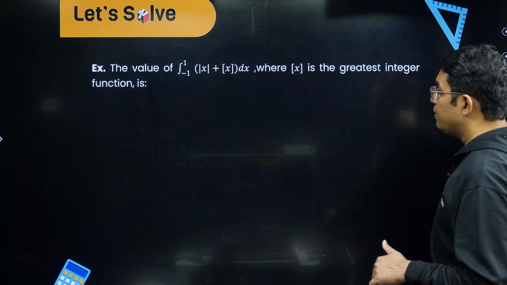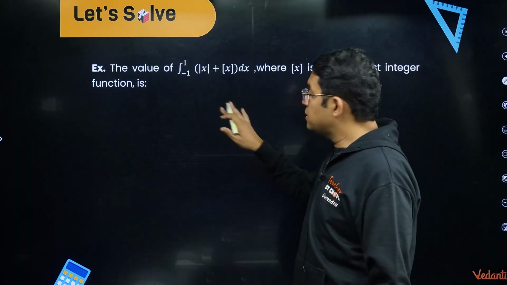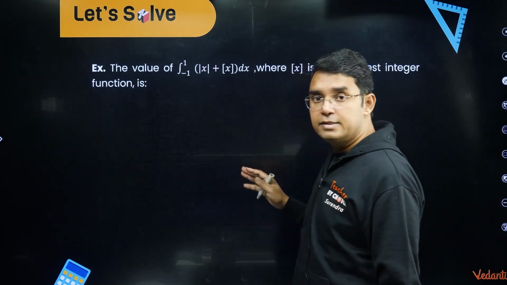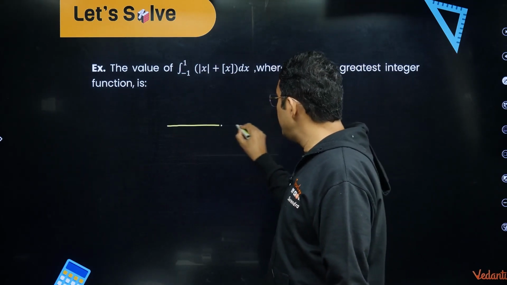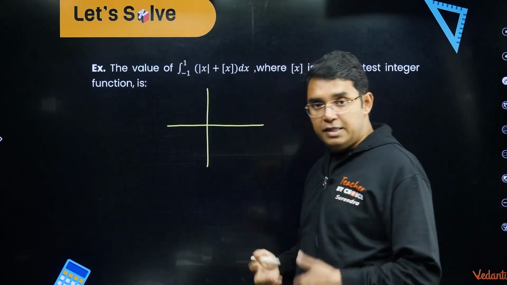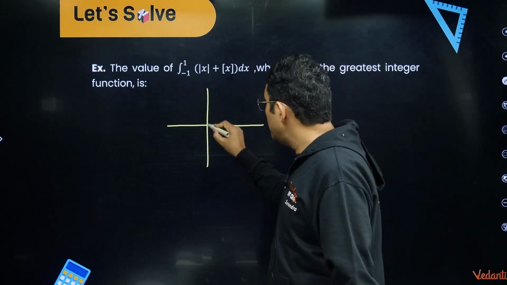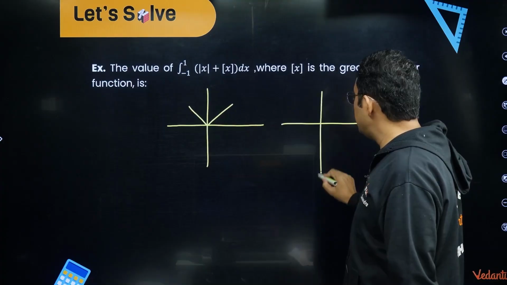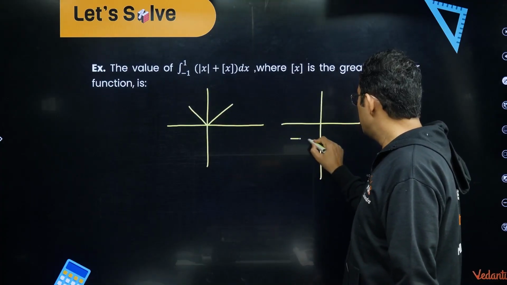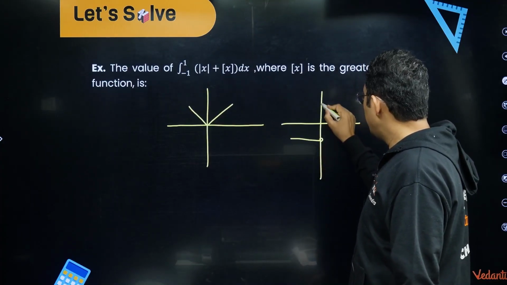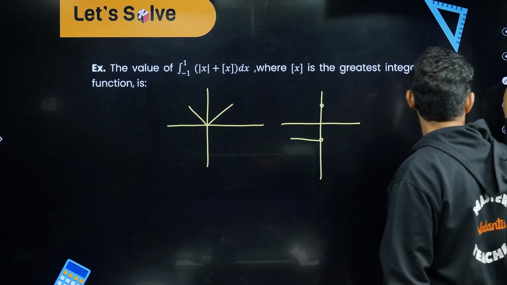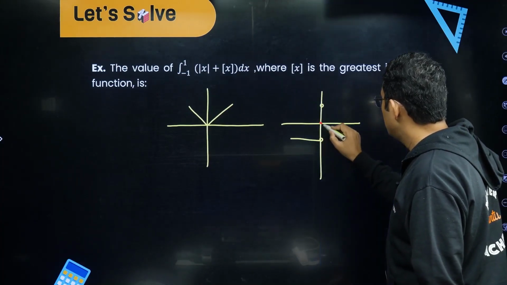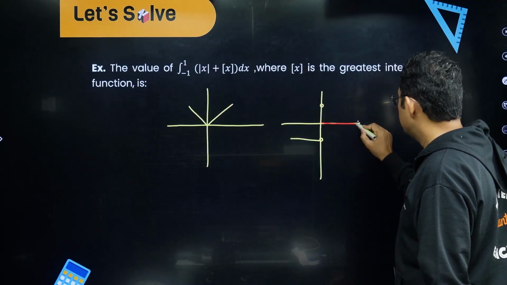I can tell you one more method in which we just make the graph of mod x and greatest integer. I think we know these graphs, these are very basic graphs, we know them already. So the mod x graph will be like this, and the greatest integer from minus 1 to 0 will be this thing, and then from 0 to 1 it will be like this.